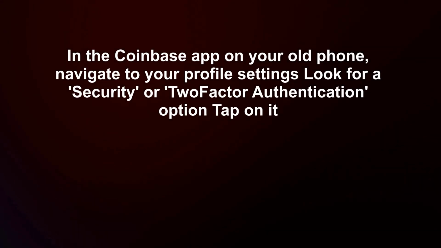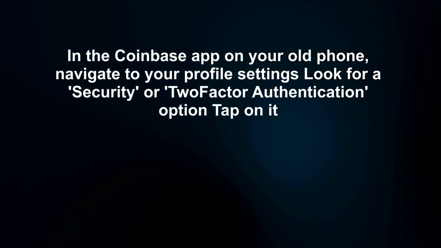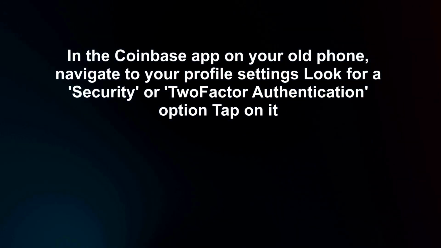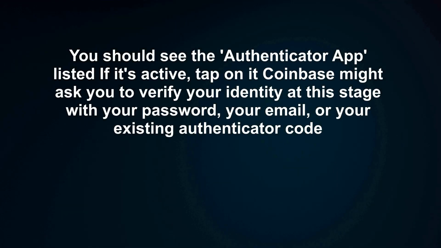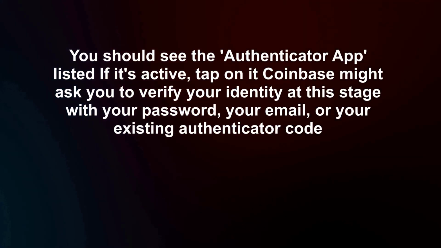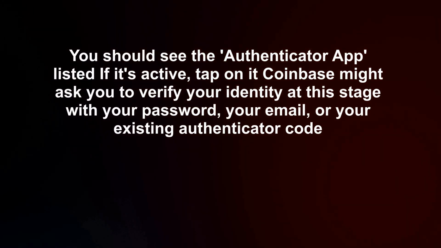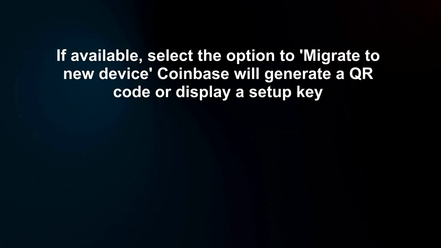In the Coinbase app on your old phone, navigate to your profile settings, look for a security or two-factor authentication option, tap on it. You should see the Authenticator app listed. If it's active, tap on it. Coinbase might ask you to verify your identity at this stage with your password, your email, or your existing Authenticator code. If available, select the option to migrate to new device.